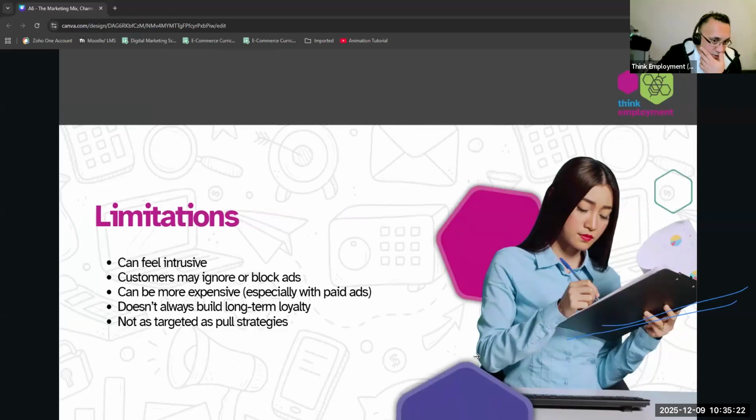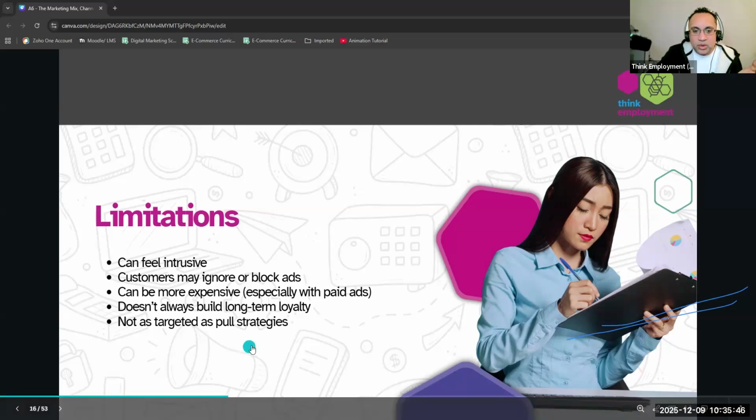There are some limitations. Okay, it can feel intrusive, like we talked about. It can be annoying. You might delete it, get rid of it, get annoyed with that company. So that's a bit of a limitation. Customers may ignore or block the ad. Okay, but still it's going to be done because not everybody's going to block it. It still works. Okay, there will be a big percentage that will block, but there will also be sales.